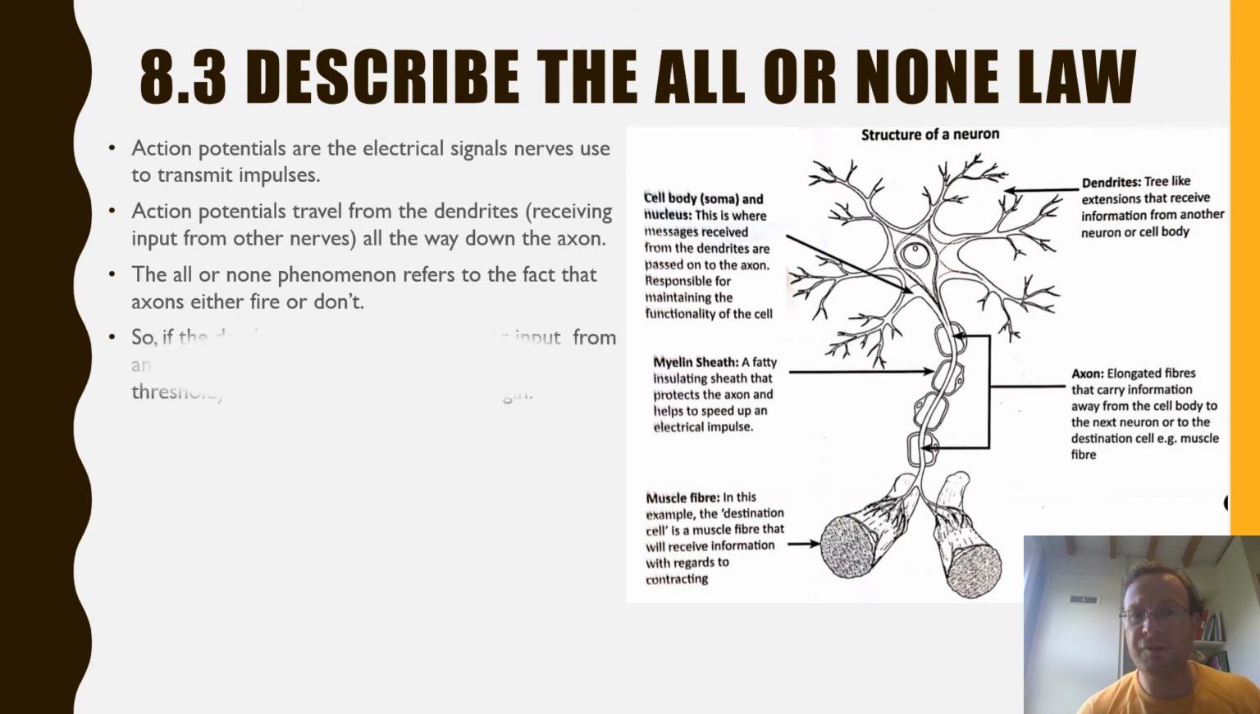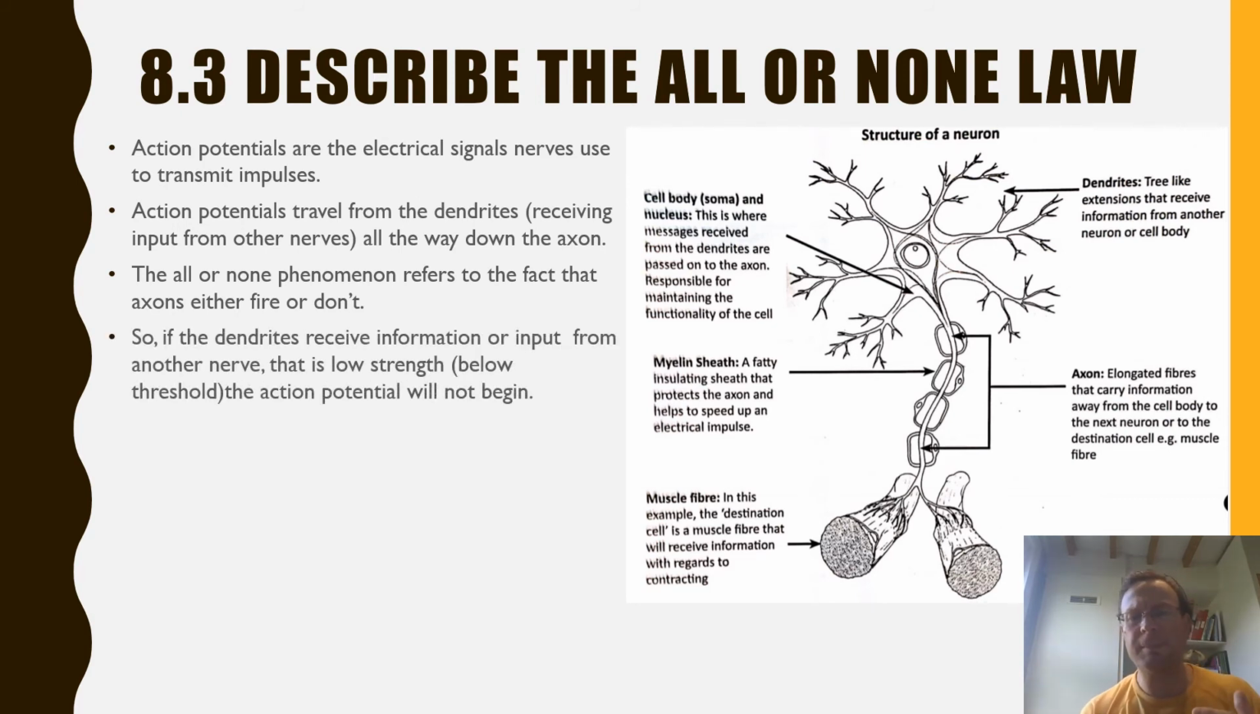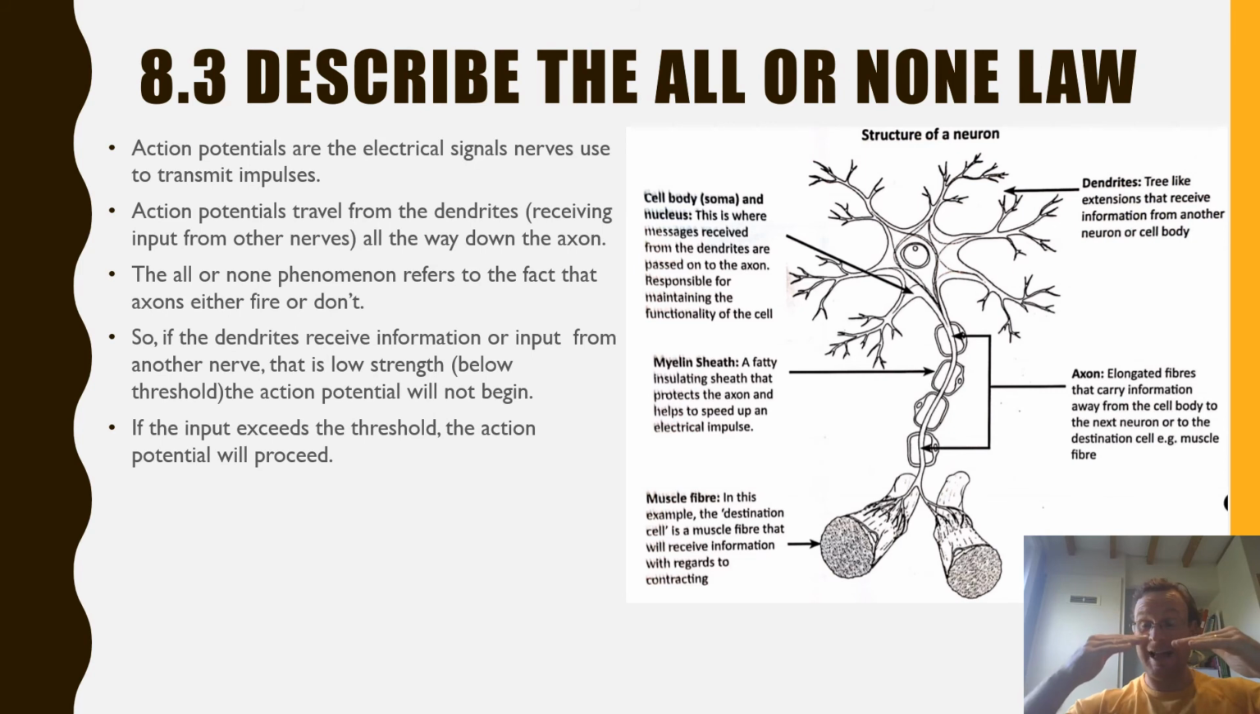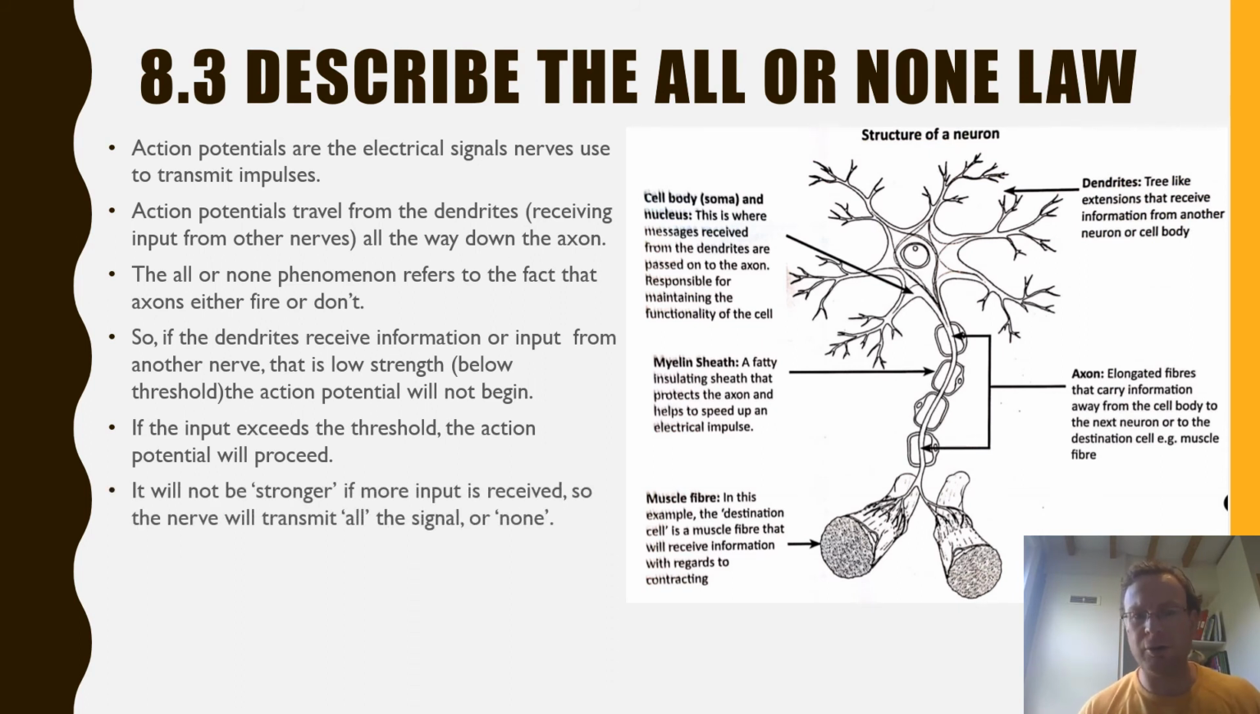So the all or none phenomenon really is that if the dendrites receive input from a nerve that is of low strength, it won't cross that threshold, and there'll be no action potential making its way to that muscle fiber. But if the input exceeds that threshold level, the action potential will proceed. So this last note I've got here: it won't be stronger if more impulses are received. It will just cross that threshold and transmit that impulse down to that muscle fiber.